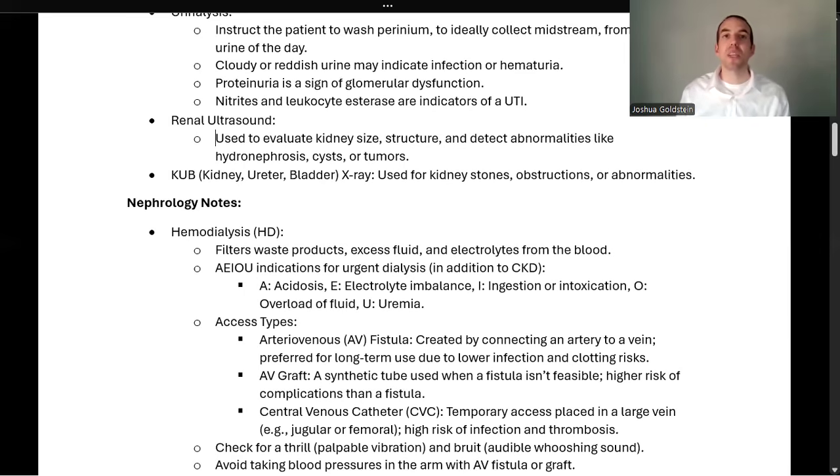The nursing instructions would be to tell the patient to wash the perineum before going pee. They should collect it midstream, meaning they should start peeing, then hold it for a second, and then put the cup there to catch midstream. That's called a clean catch, where we clean the perineum, the patient starts peeing first, and then we tell them to start collecting it midstream.